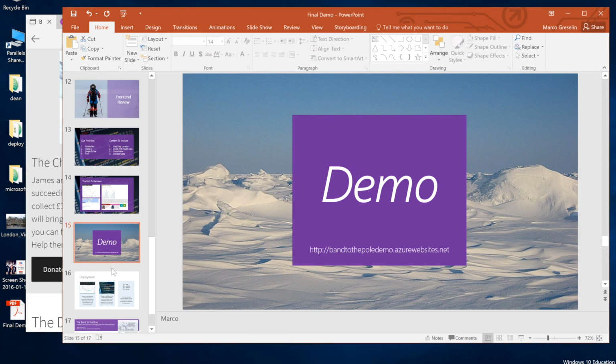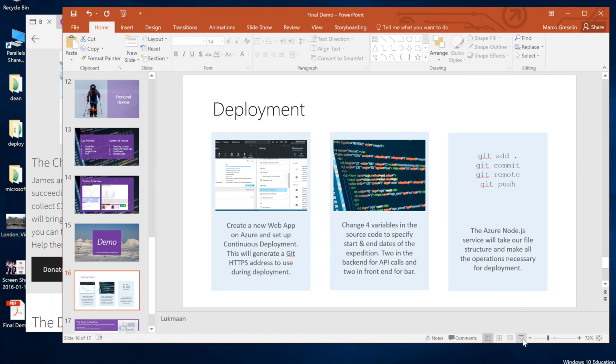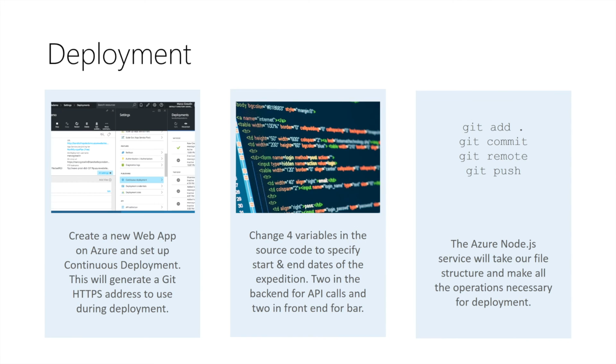Let's go back to the presentation and talk a little bit about deployment. Deployment is very, very easy. You just change a couple of variables in the front end, a couple of variables in the back end, and that's it. We just retrieve data that is relevant for that period, and we download the JSON file relative to that period. We can deploy simply using git. You just add, commit, remote, push, just 4 commands and ready to go.